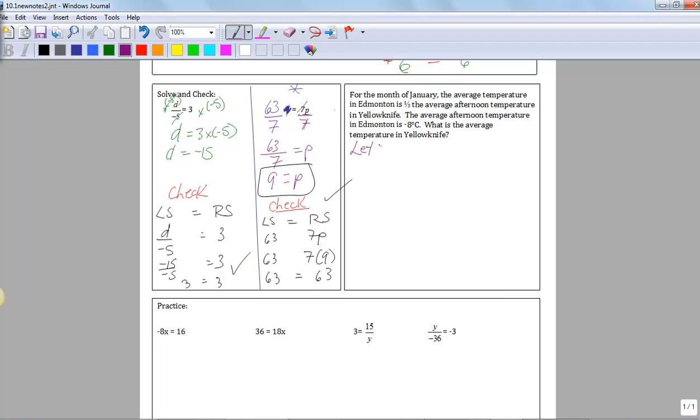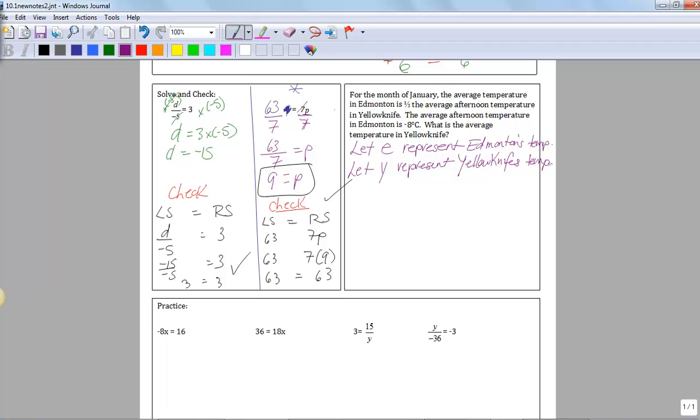So, we're going to start with saying, let E represent Edmonton's temperature. And then let Y represent Yellowknife's temperature. Okay?